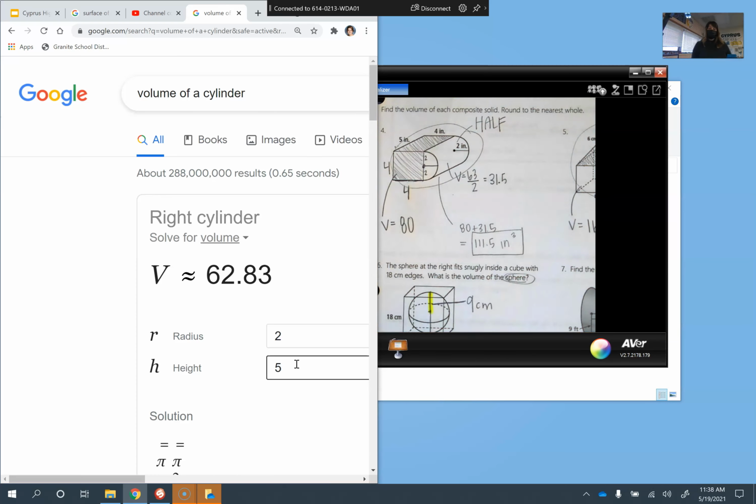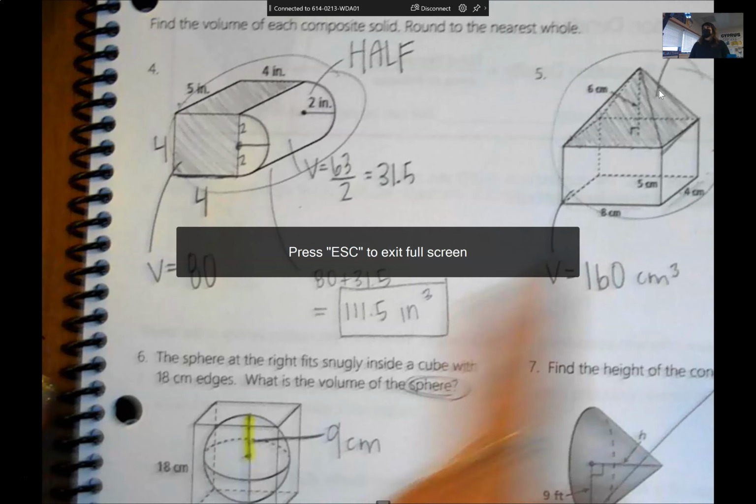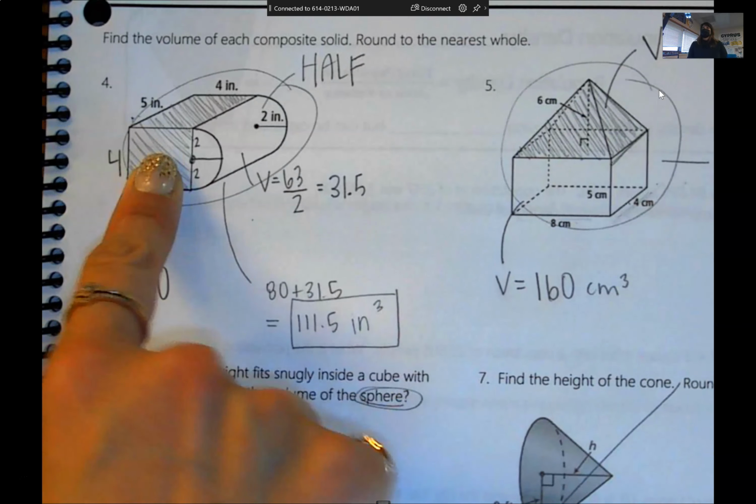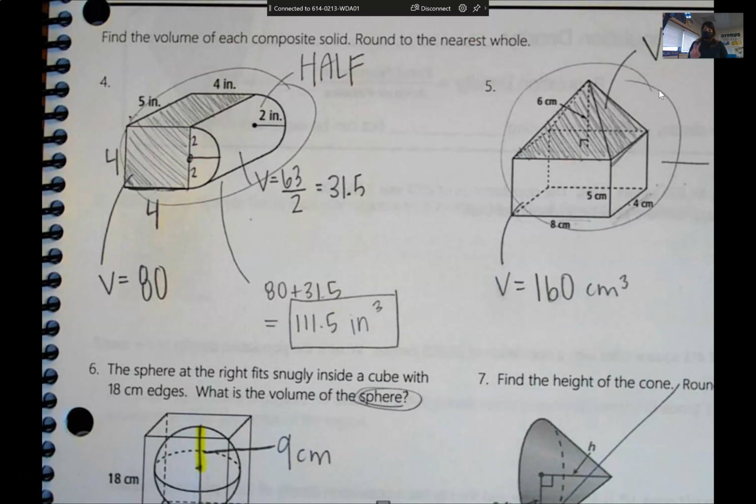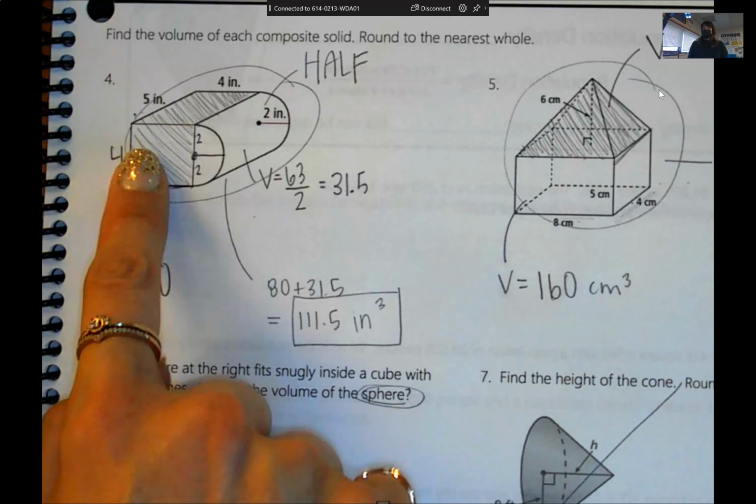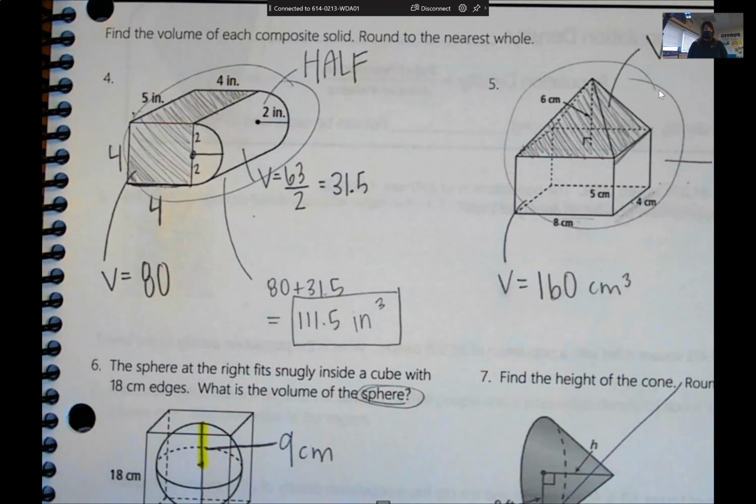So in the quiz, the first 6, I believe, are just the shapes. So it'll give you a sphere, or it'll give you just a pyramid, or just a rectangular prism. And then the last 2 are these kinds. You have to find the volume of one, the volume of the other, and then add them together. You can handle it? Okay, give it a go.